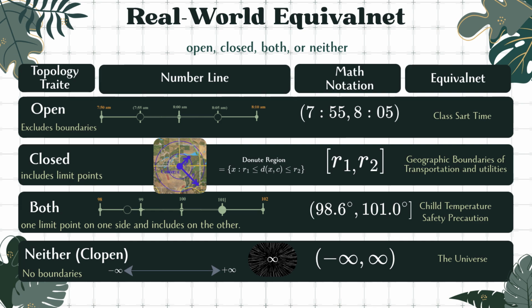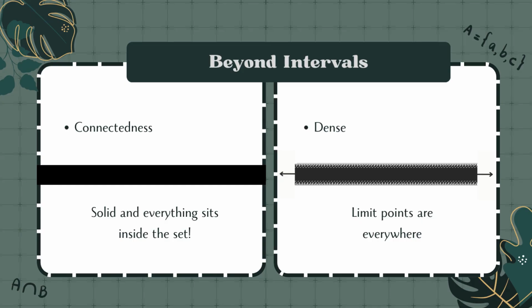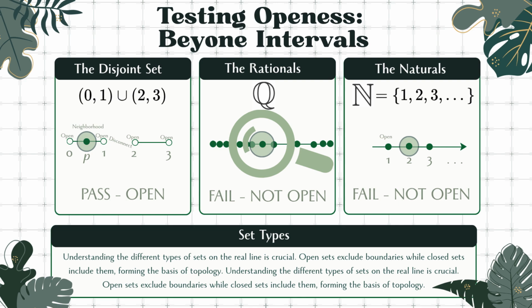Up to this point, we've mostly worked with intervals, but topology applies to many other types of sets. Intervals are only the beginning. Topology extends far beyond that. Connected sets describe spaces that stay in one piece. Dense sets describe collections where points are everywhere. These ideas become central later in real analysis, and finally, topology allows us to analyze much more complicated sets.